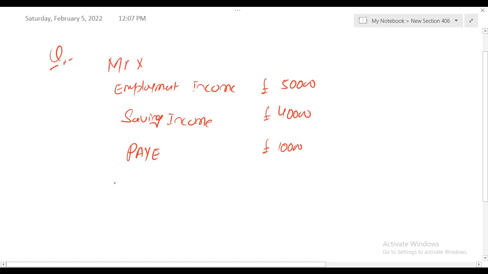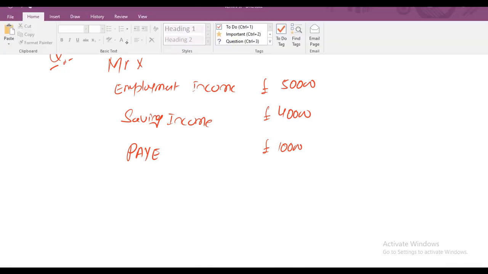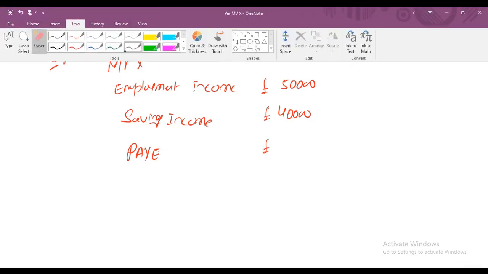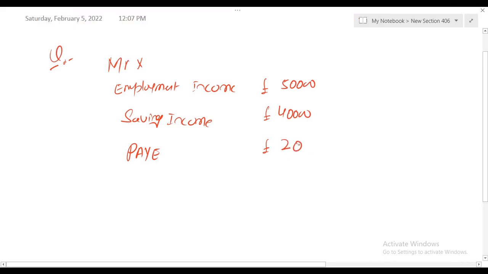The requirement is very simple. Okay, let me change the PAYE a little bit. Make it just £2,000, not more than that. The requirement is to calculate tax payable. We just need to calculate tax payable. Let's try.